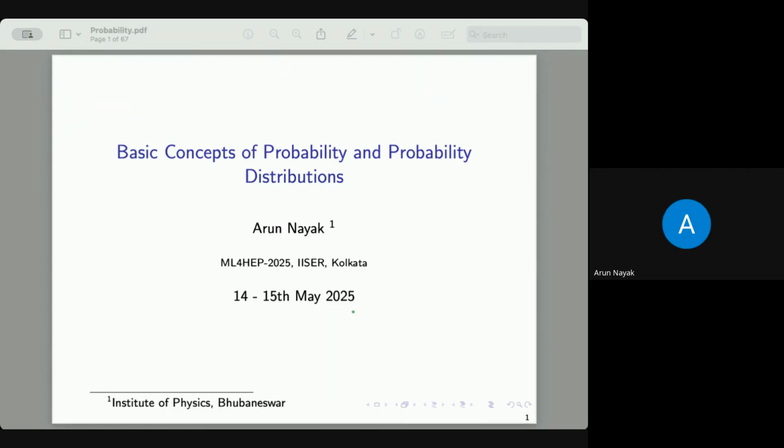Okay. Thank you. So, as Partha said, I'll basically try to go through some of the basic things in 1 hour. Hopefully, I'll finish in 1 hour, and then Shilpi will take over. Today, I will basically discuss the basic concepts of uncertainties, probability, and probability distributions.